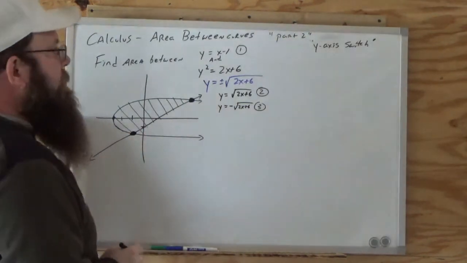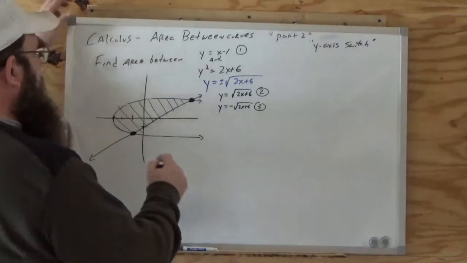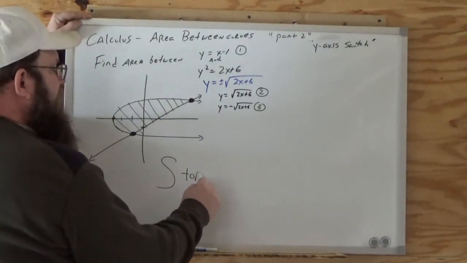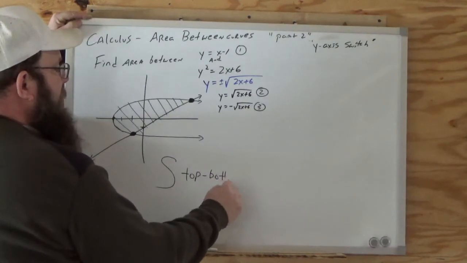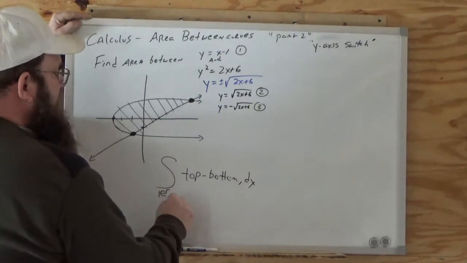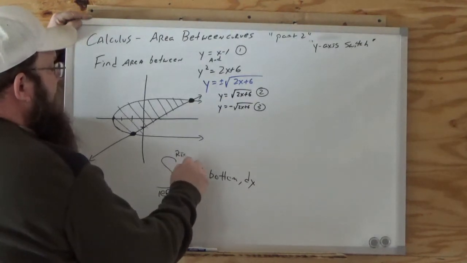And how did we do this? Well, didn't we do this? The integral of the top function minus the bottom function, dx. And remember, it was left boundary to right boundary.